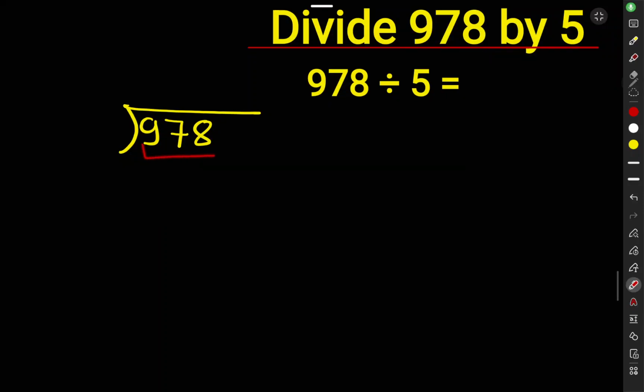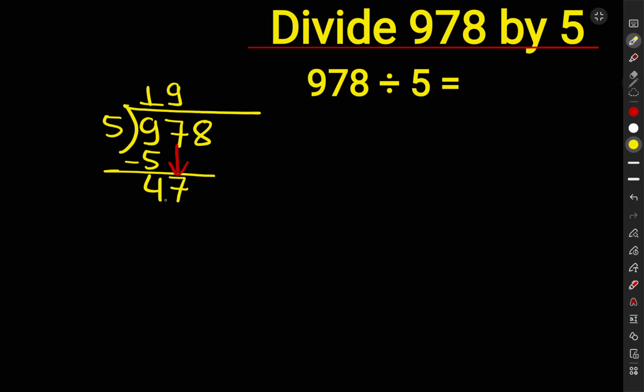Divide 978 by 5 in a long division method. 5 times 1 is 5. On subtracting we get 4. So now we put down the 7 and it is 47.